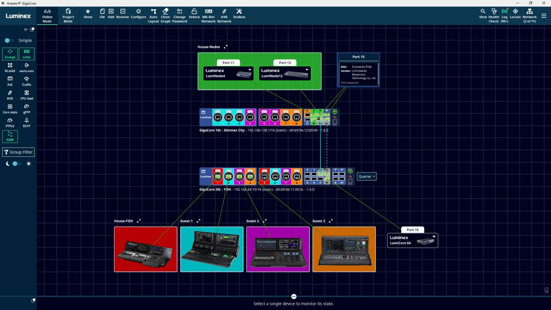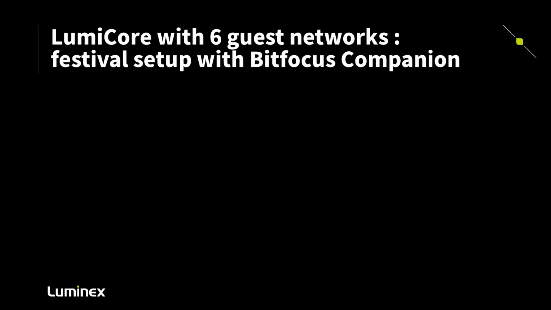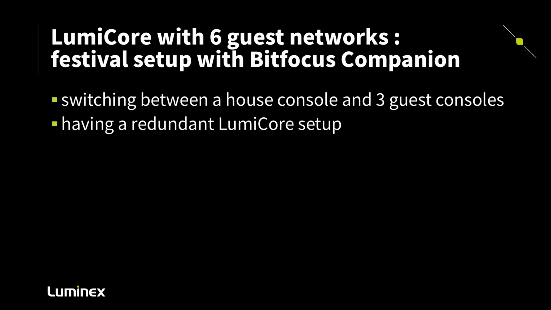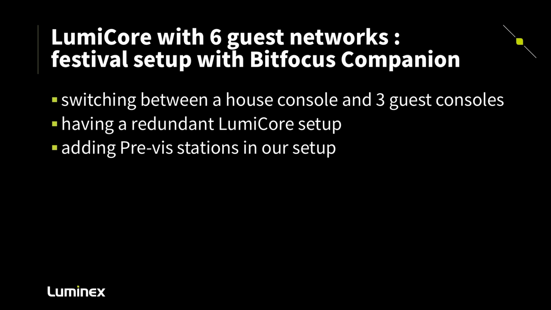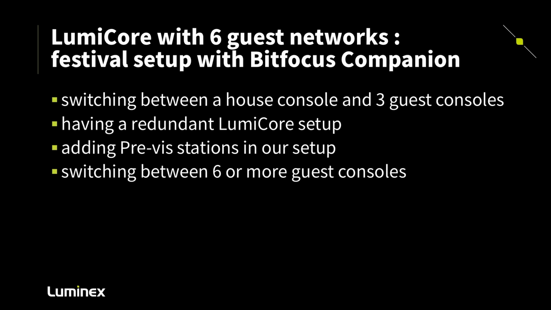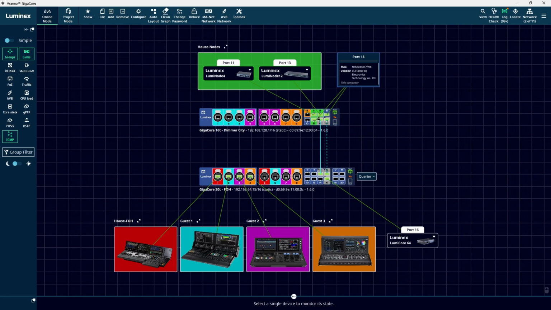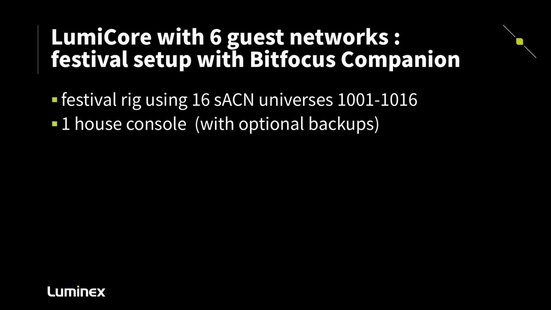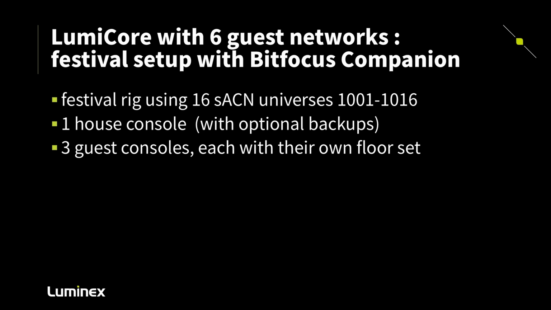We will take a look at the following topics: switching between a house console and 3 guest consoles, having a redundant LumiCore setup, adding Pre-vis stations in our setup, and switching between more than 3 guest consoles. In our first example, we'll show you how to set up the LumiCore and GigaCore switches to manage a festival rig, a house console, and 3 visiting bands, each with their own console and floor set.